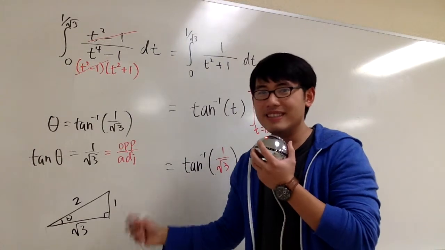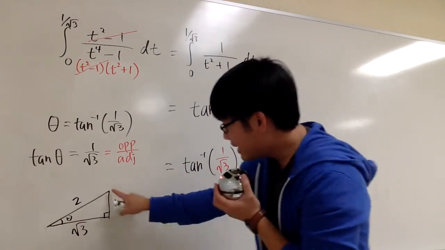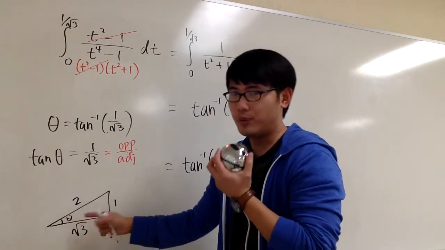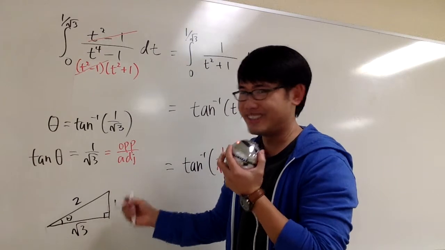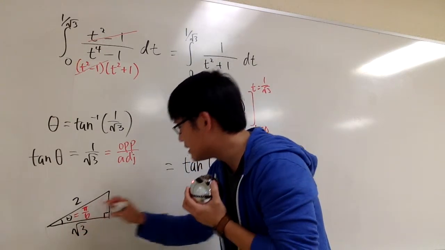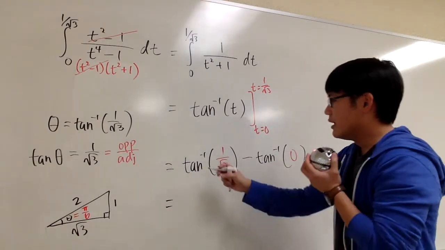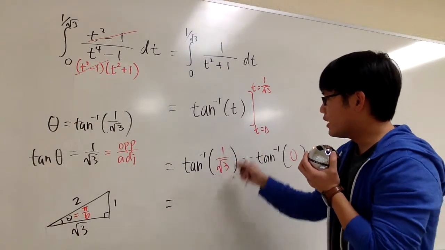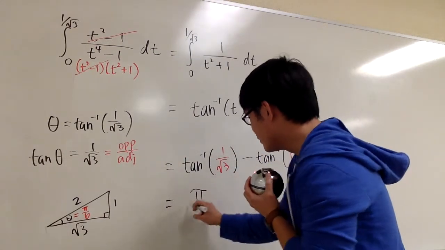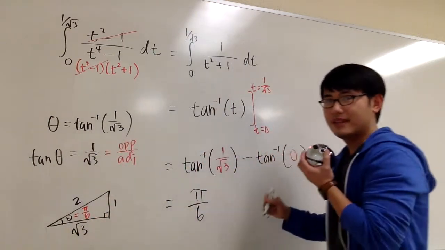This is a 30, 60, 90 special right triangle. And this is 1, that will be 30 degrees. 30 degrees, well in calculus we use radians. 30 degrees is the same as pi over 6. In other words, the answer to this part, tangent of what angle will give you 1 over square root of 3? The answer for that is pi over 6. We just did that over there, right? That's the theta, and that's that.